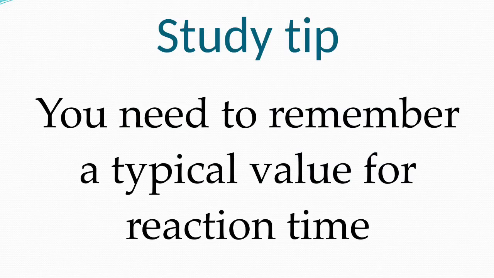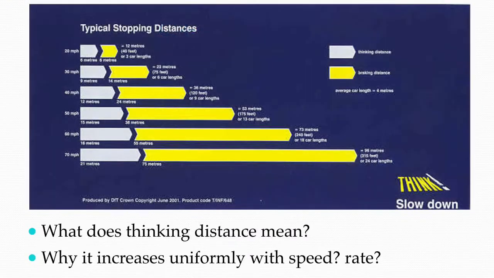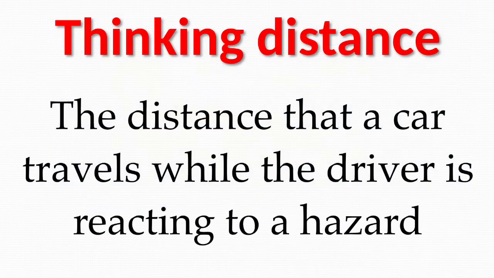You are expected to remember a typical value for reaction time. Something of about 0.2 of a second is ideal, and we'll use this for equations later. This image is taken from the highway code, and it shows on the left hand side the grey arrows representing the thinking distance for various different speeds. But what is thinking distance? Thinking distance is the distance the car will travel while the driver is reacting to the hazard. So the distance it travels from seeing the hazard to applying the brakes.